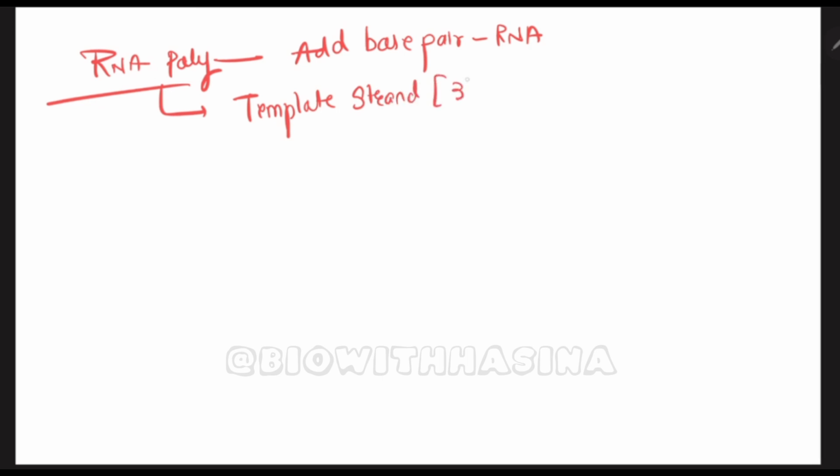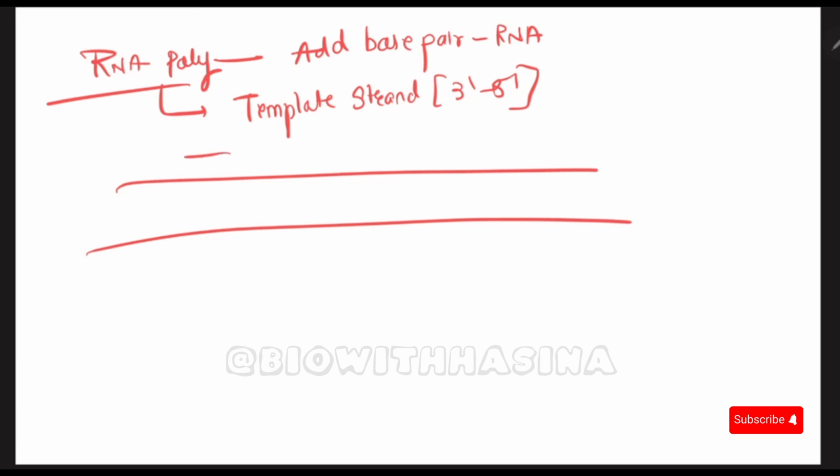We have RNA polymerase as our key hero. Okay, what is it going to do? It is going to add base pairs according to RNA, like RNA base pairs it is going to add. Whom is it going to read? It is going to read the template strand. Where is your template strand? At the 3 to 5 prime end.